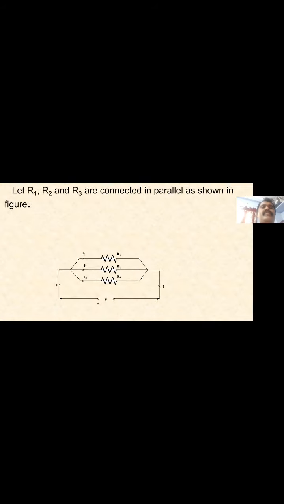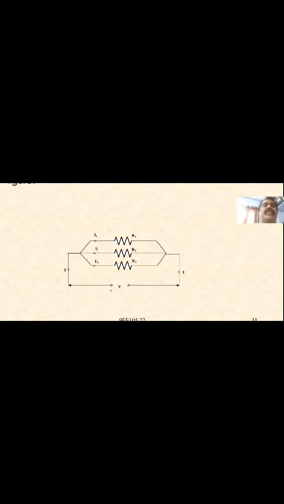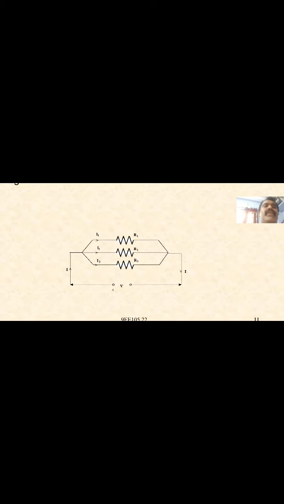Now three resistors are connected in parallel. Voltage source is equal to V. Let R1, R2 and R3 be connected in parallel as shown in the figure. Again we have to find out I1, I2 and I3. The current in the circuit of the resistance R1 is equal to I1. The current in resistance R2 is I2. The current in resistance R3 is I3.